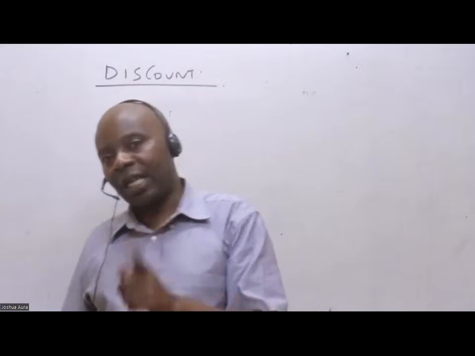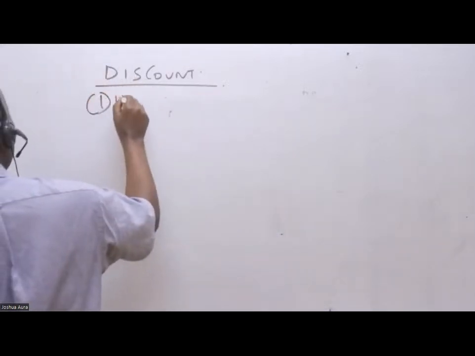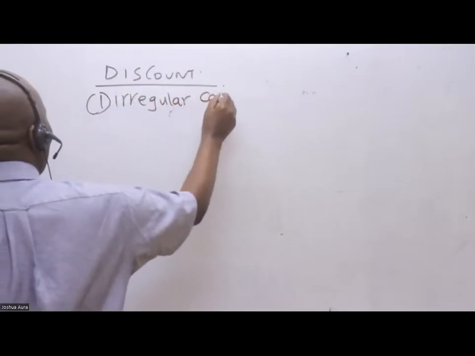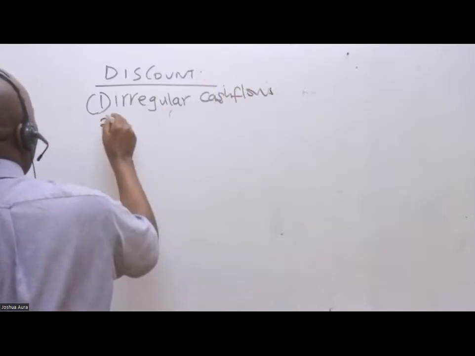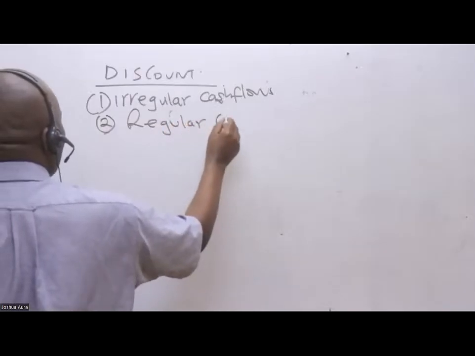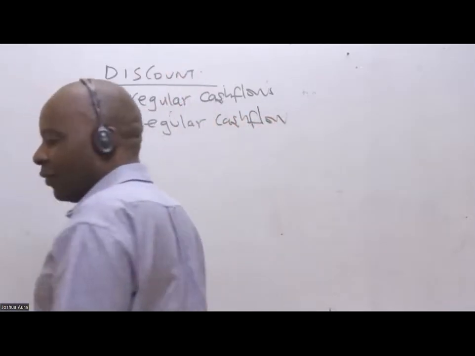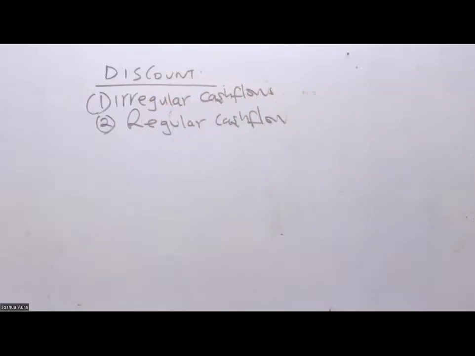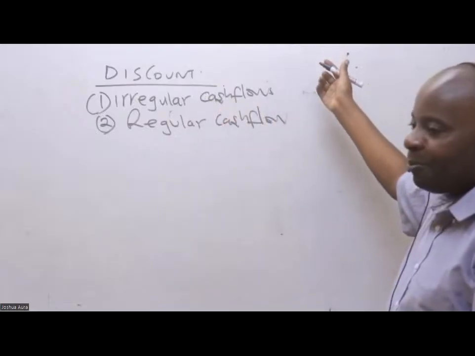Remember, in terms of discounting, we have what we call irregular cash flows, and then number two, we have what we call the regular cash flows. Please, you must write this very fast. We have irregular cash flows, and then we have regular cash flows. Irregular cash flows, as the name suggests, are the non-uniform.